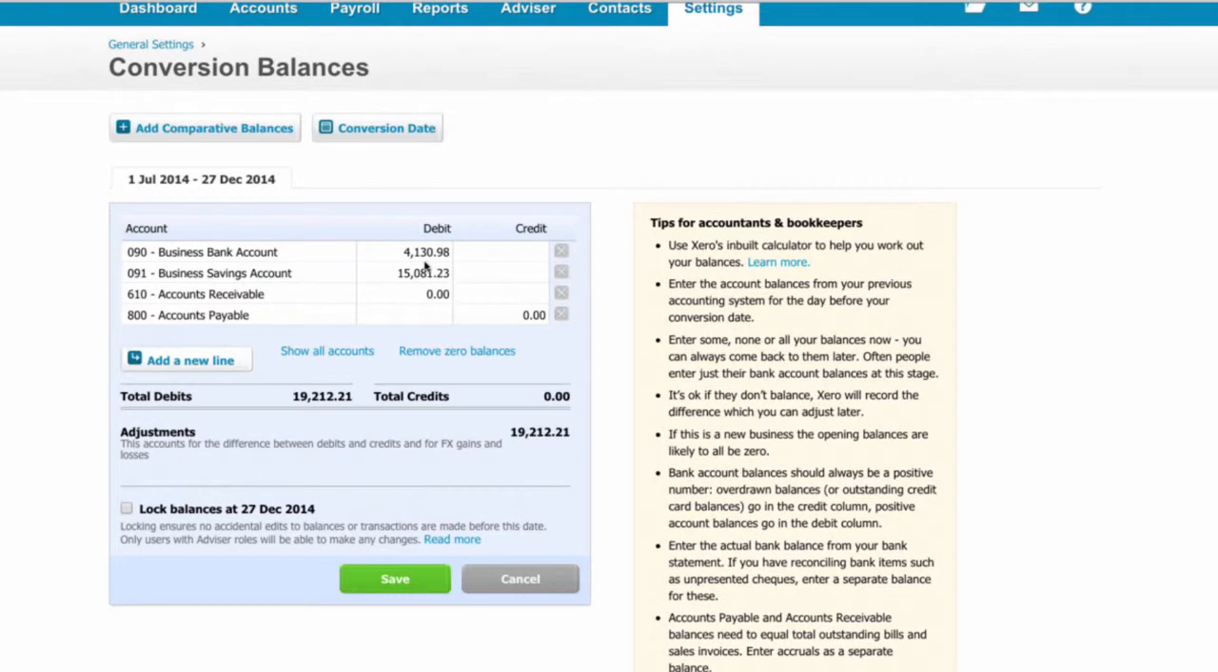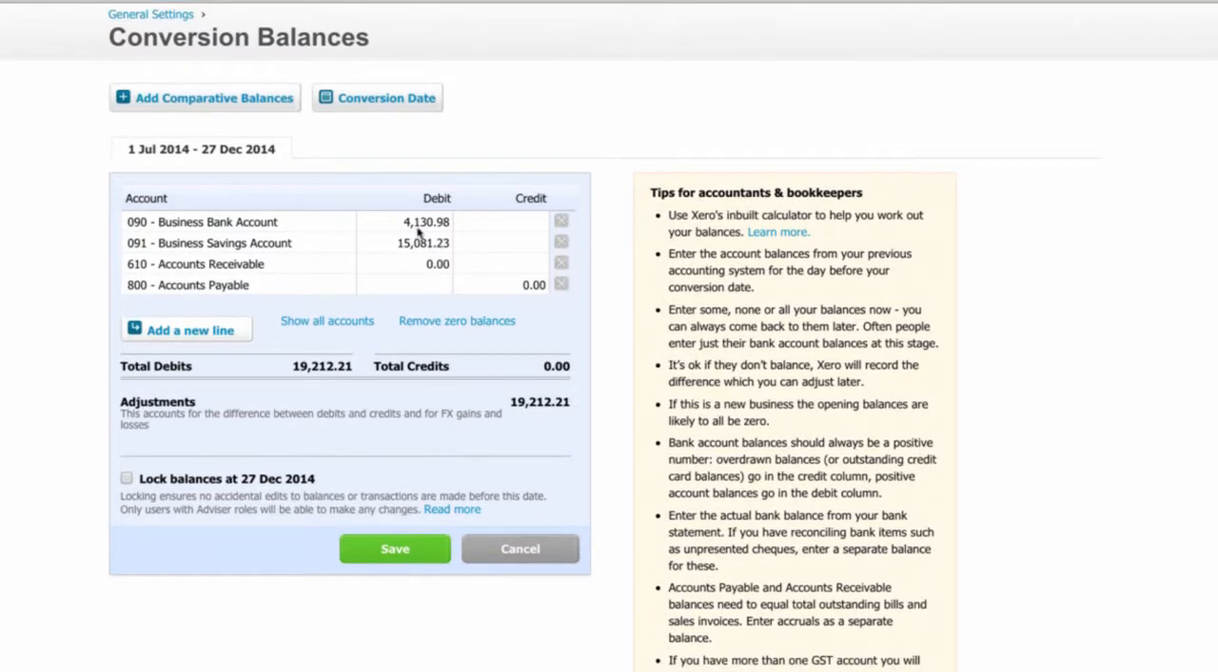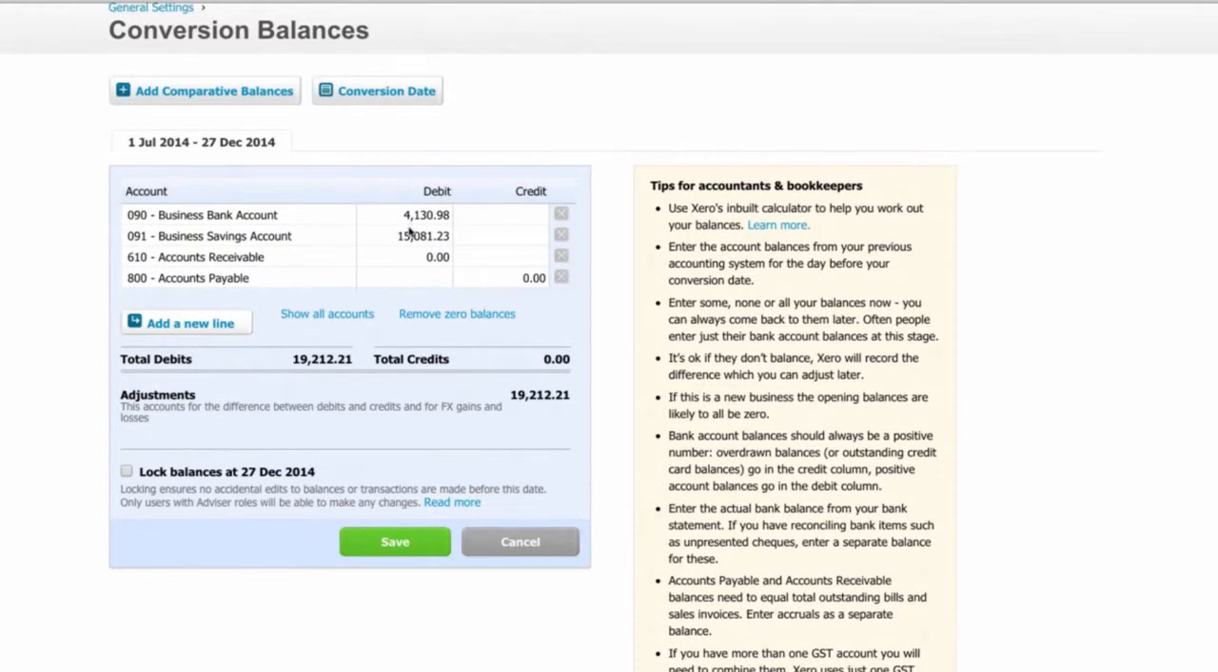Maybe they're the same, but I actually don't care. I don't care what was the balance in the accounting system as at this point in time. Just like in this example here, you can put these balances in and have just these balances in here and not even have an old accounting system ready to put into Xero yet.